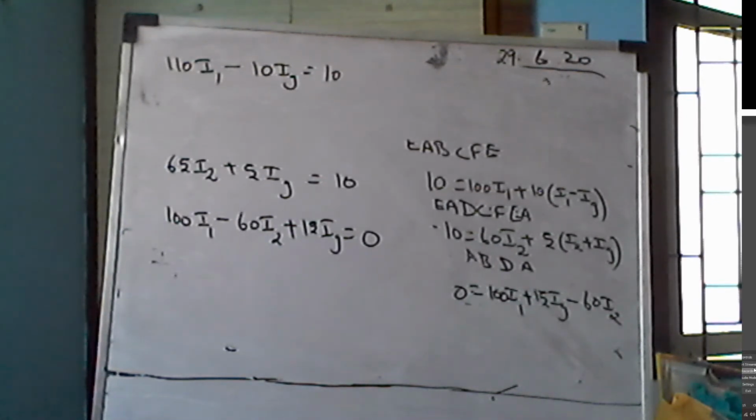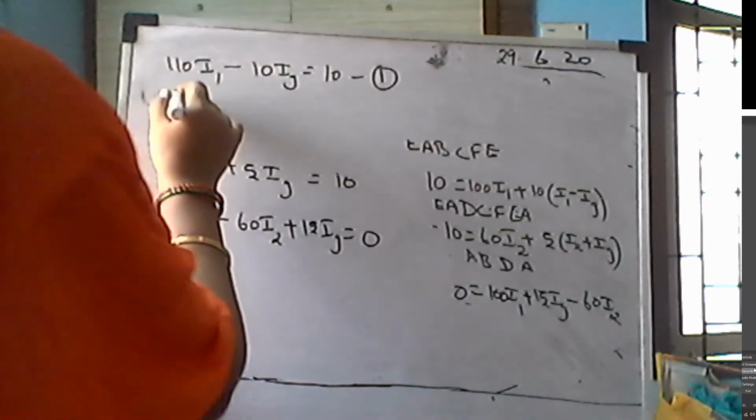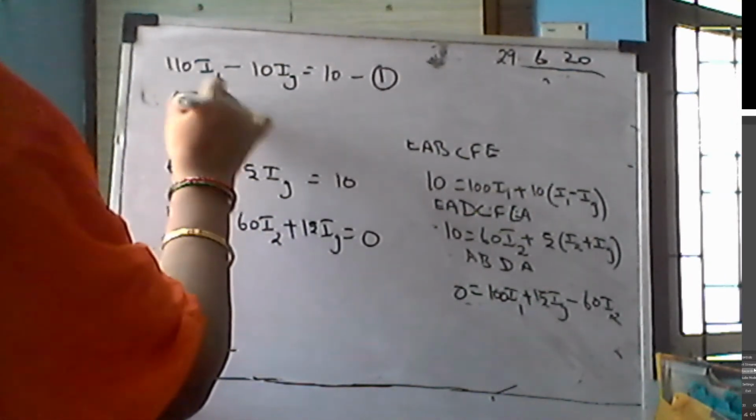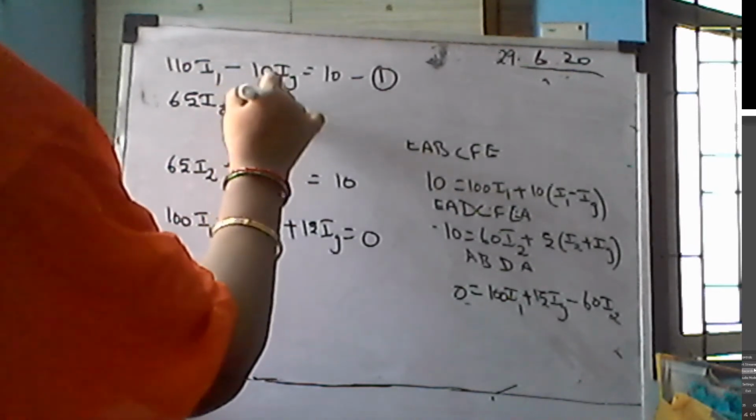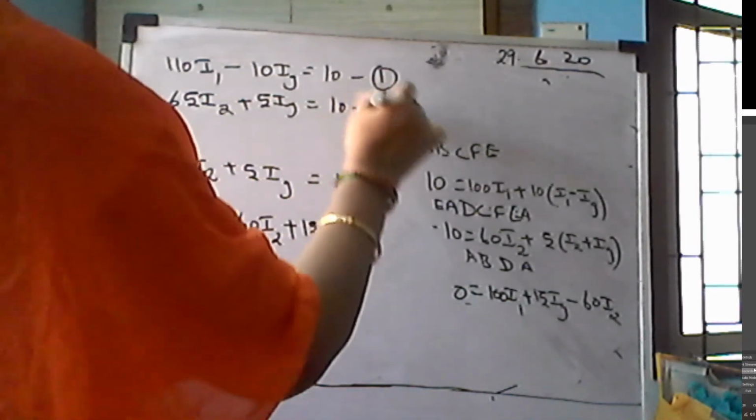Like that I am getting the equations. So now I want only the terms of I1, I2 or IG, whatever it is, I have to get it. So what we can do, this is the first equation. Second equation is 65 I2 plus 5 IG equal to 10. This is the second equation.